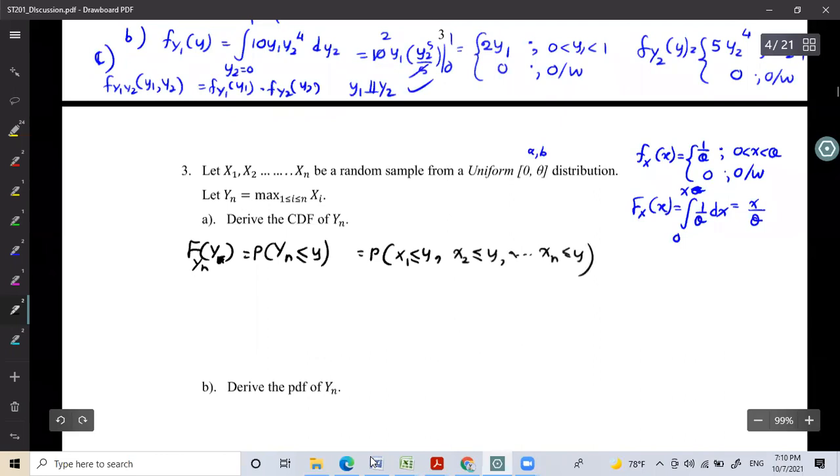Now remember this notation. X1, X2 up to Xn are the random variables. When you order them, you write the notation like this.